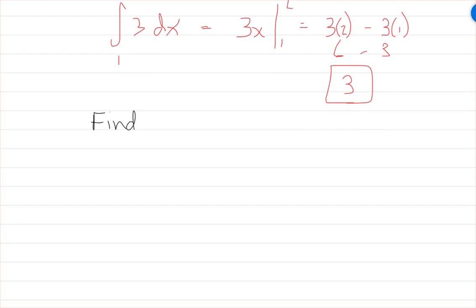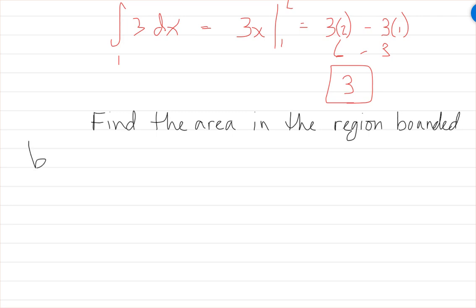Find the area in the region bounded by, and they'll give us a couple of functions here, y equals x squared and y equals the square root of x.